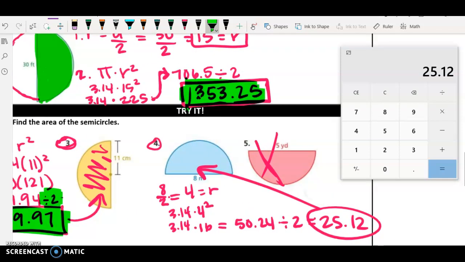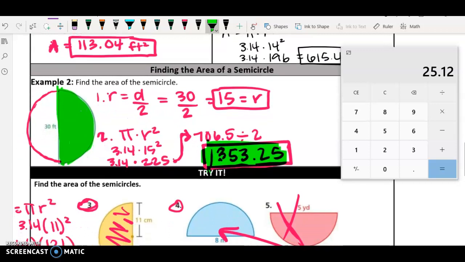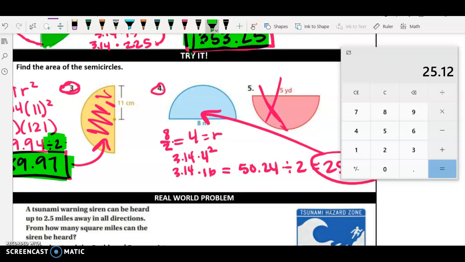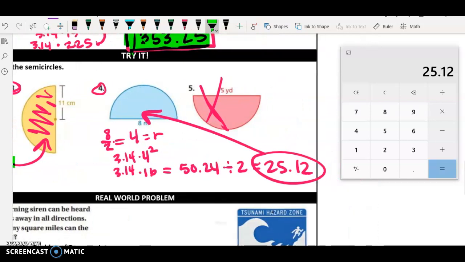For number 4, they gave us the diameter, so we had to do what we did in example 1 above, right here, this one. So we had to do 8 divided by 2, which is 4, so now we found our radius. So we do 3.14 times r squared, so 3.14 times 4 squared. 4 squared just means we do 4 times 4. 4 times 4 is 16. So 3.14 times 16 gives us 50.24. Divide by 2 because it's a half circle, and we get 25.12. And that is all that we have to do for that.